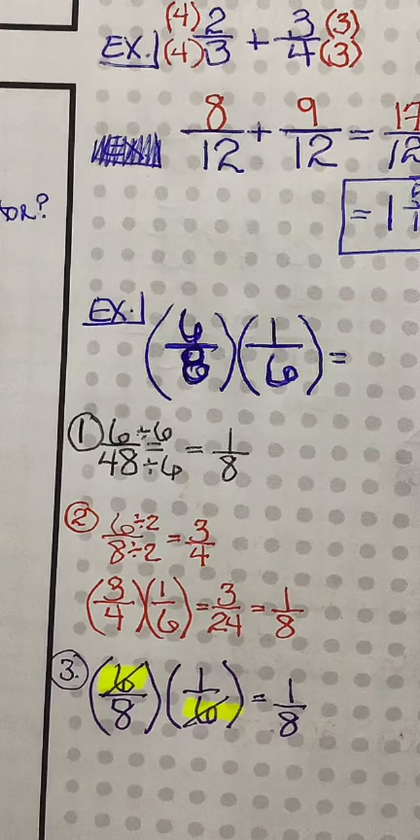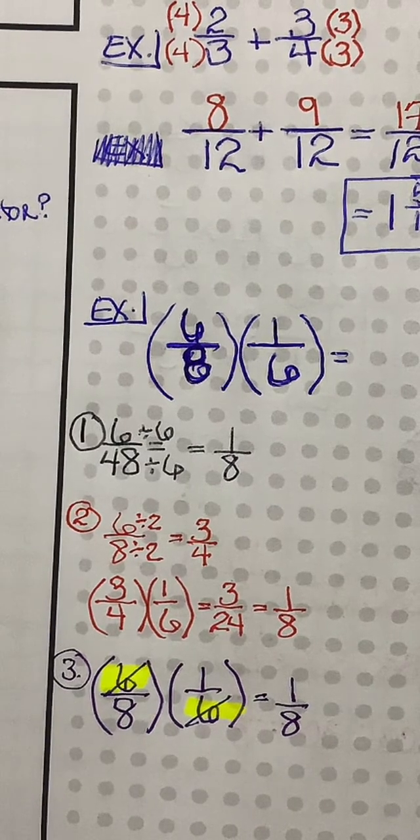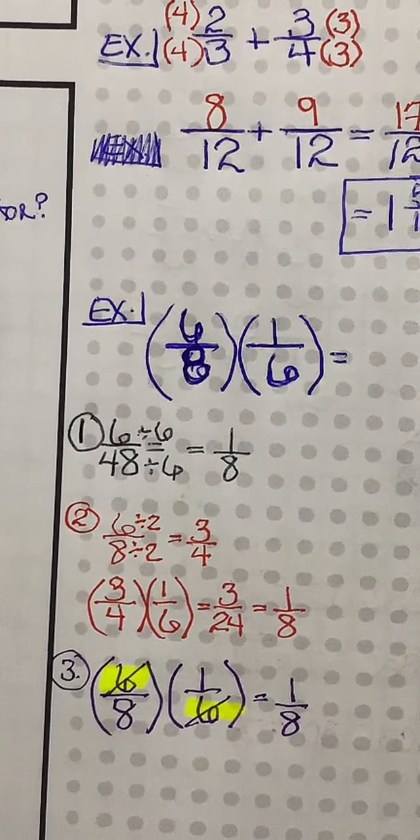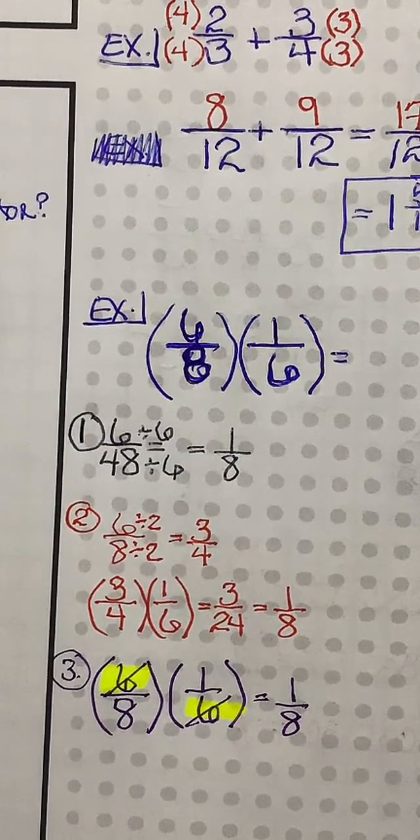Derek, did that help? Screenshot it. Okay. Don't cancel out. You get 1. Yep. But anything times 1 is itself. Yep, anything times 1 is itself. Sometimes it's just easier to get right to it. All right, good.